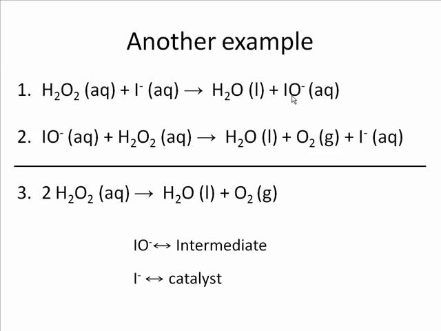The hypoiodite is gone. It was only there for a short time while these reactions were happening, as an intermediate. But the iodide being produced in the subsequent step, in the second step, is free to continue reacting. It's our catalyst. Probably a single iodide ion can catalyze the reaction of multiple hydrogen peroxide molecules.